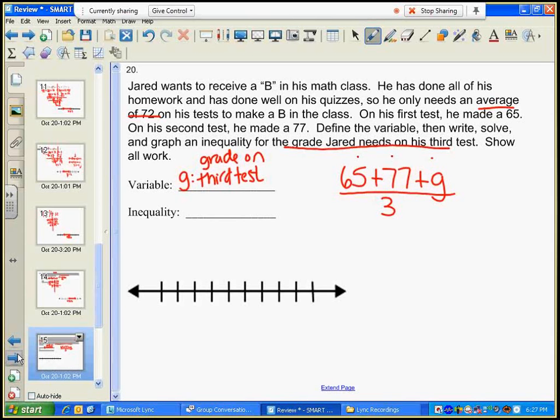And I'm looking for a number that is 72 or more, right? I want that number to be greater than or equal to 72. Hey, if his average is 78, awesome. He at least makes his B, so that's good. So here we go. Now I've got to solve it. So that's my inequality. And how do I solve this thing?